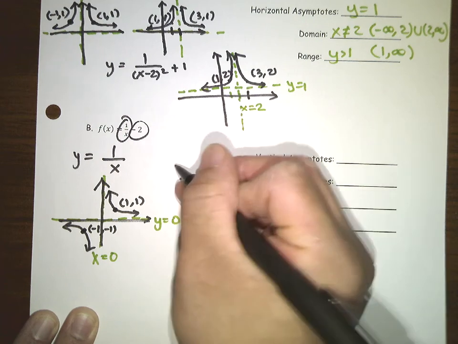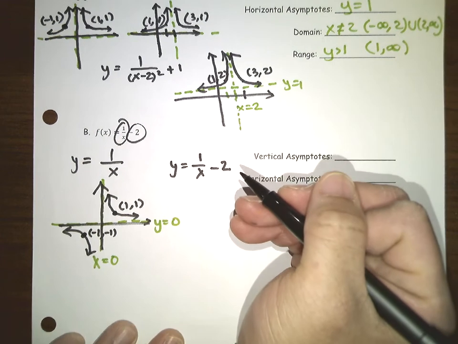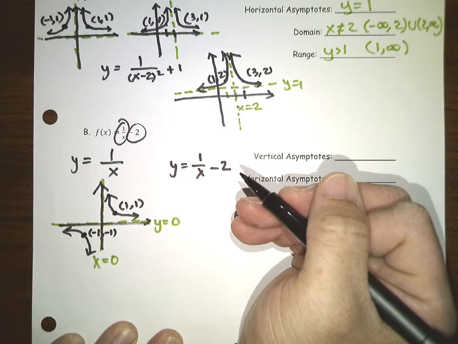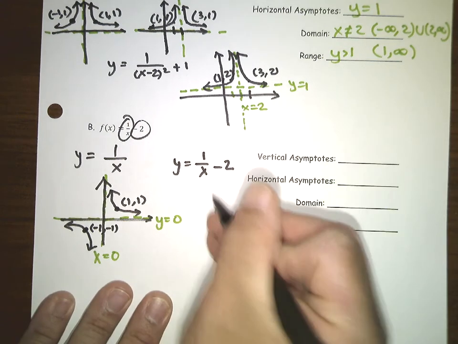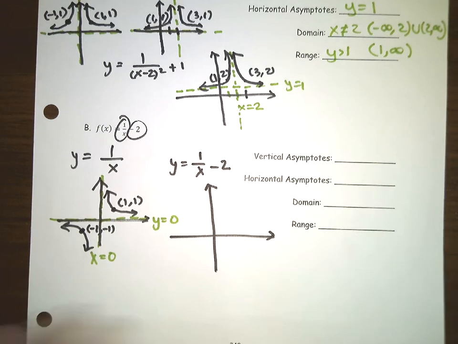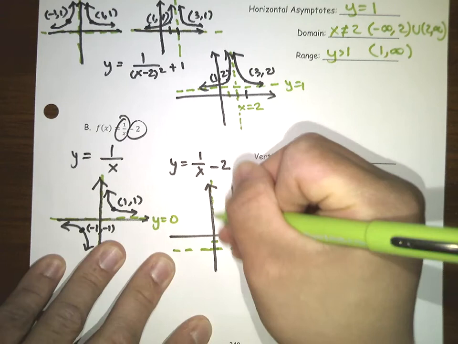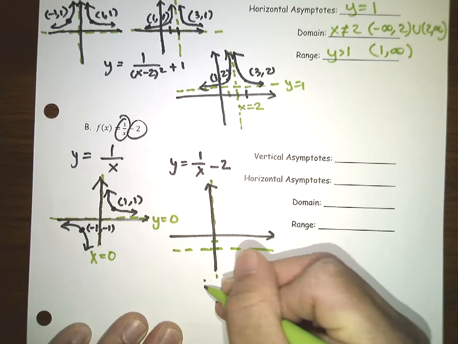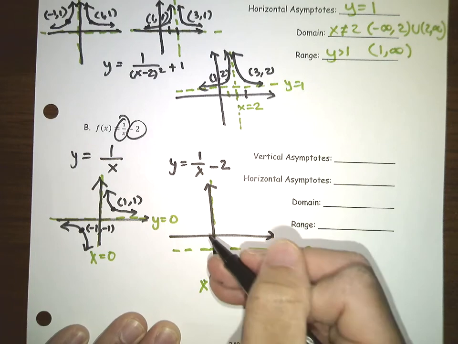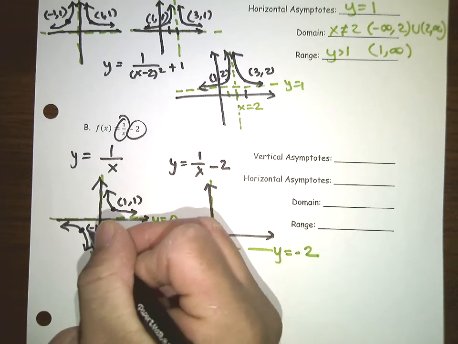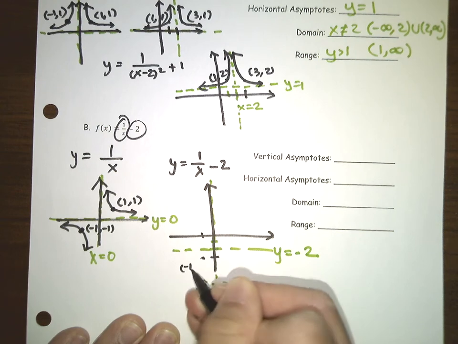So y is equal to 1 over x minus 2. If I shift up or down, that means moving the horizontal asymptote down 2. So we're shifting the whole graph down 2. So the vertical asymptote stays the same, x equals 0, and the horizontal asymptote is y equals -2. And that means this point, -1, -1, gets shifted to be -1, -3.